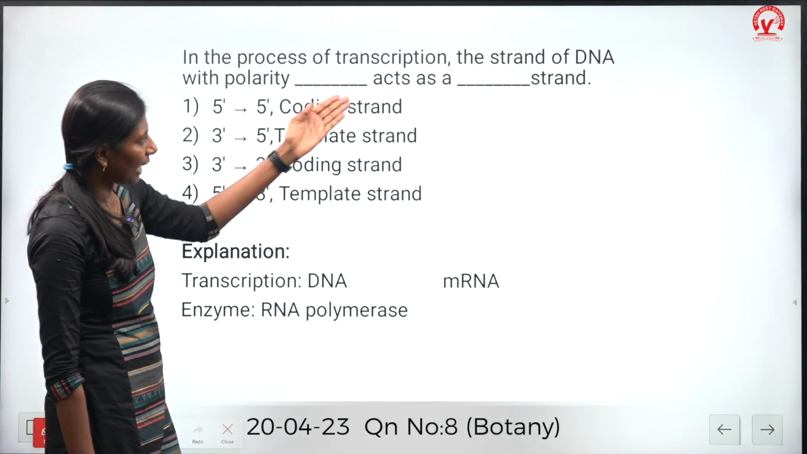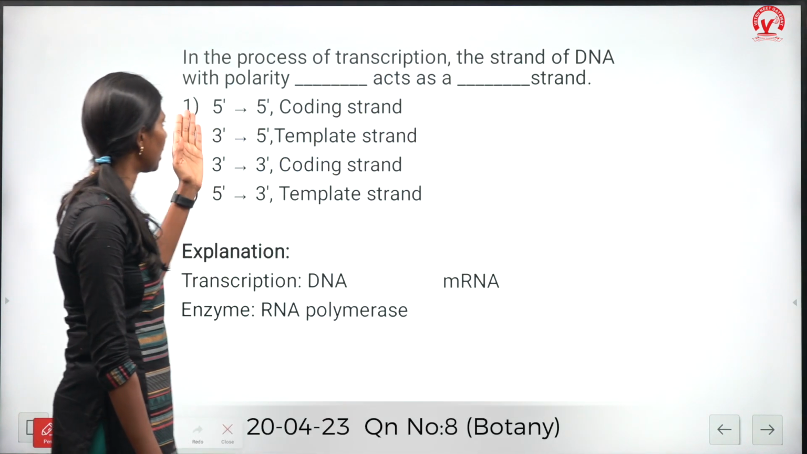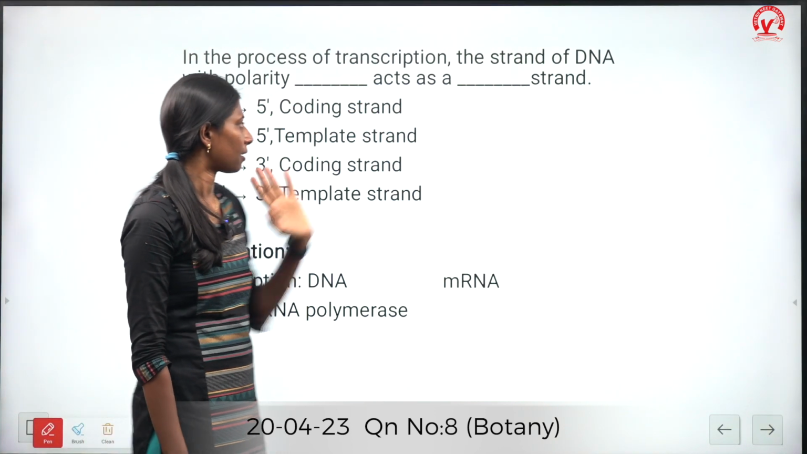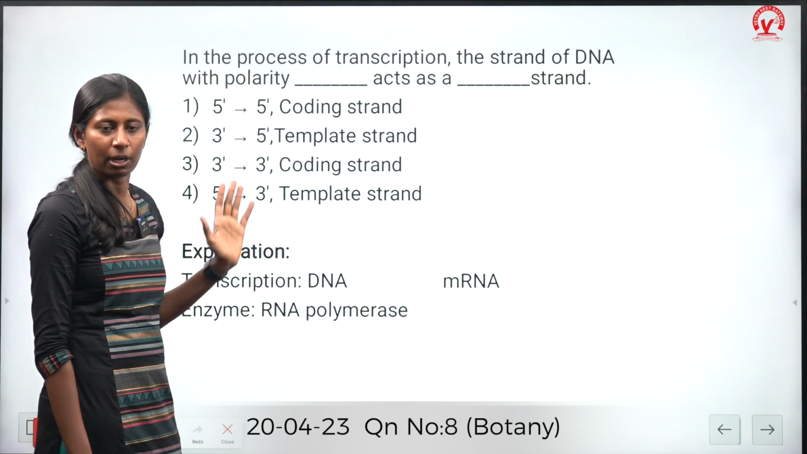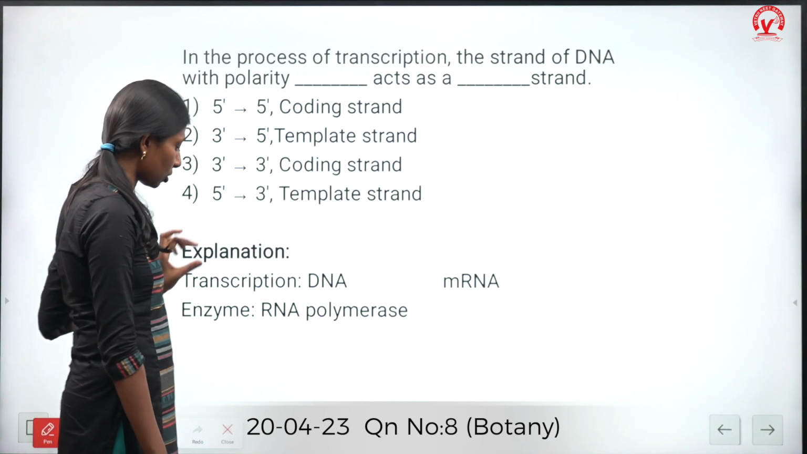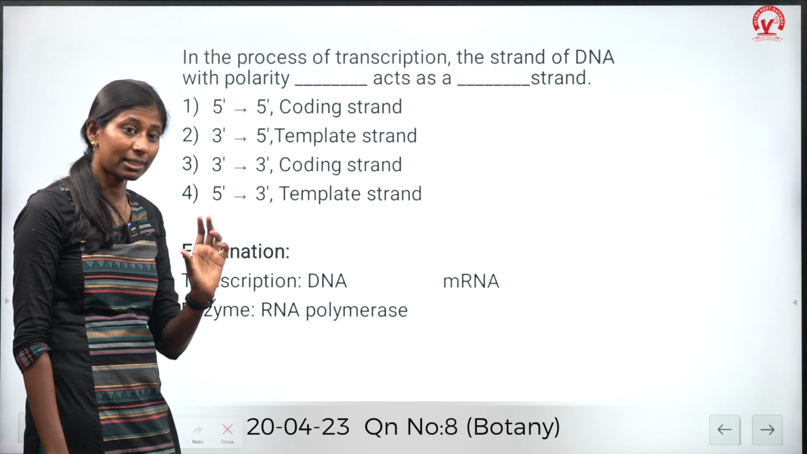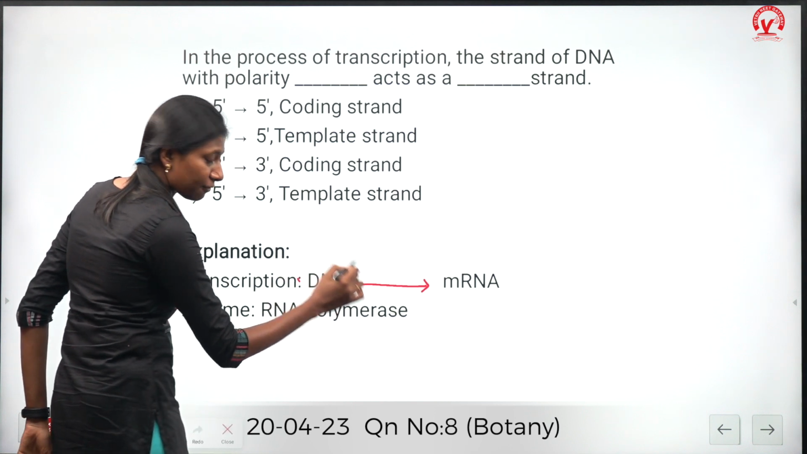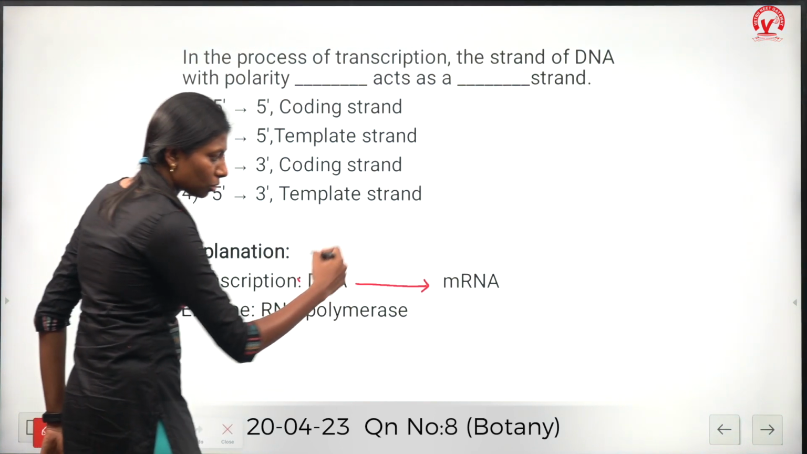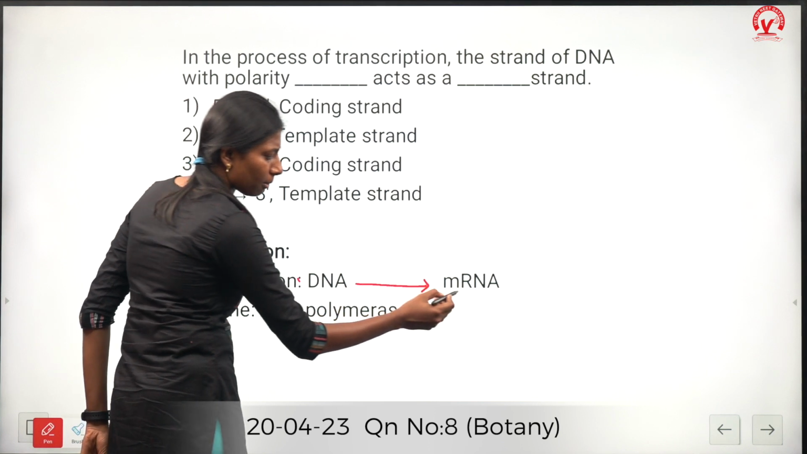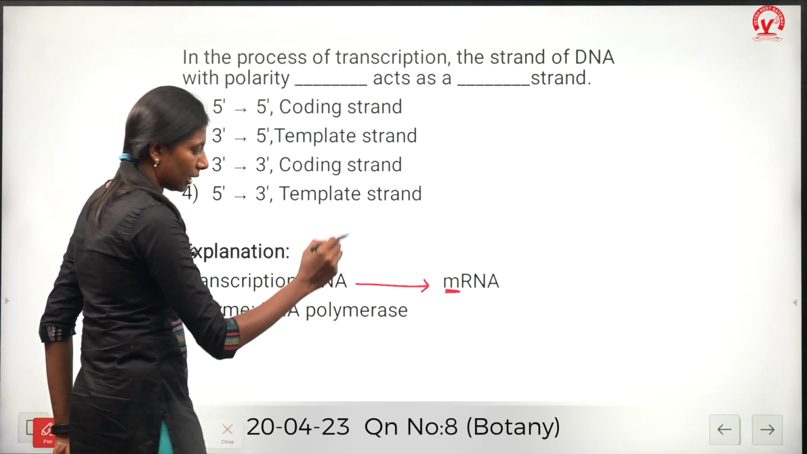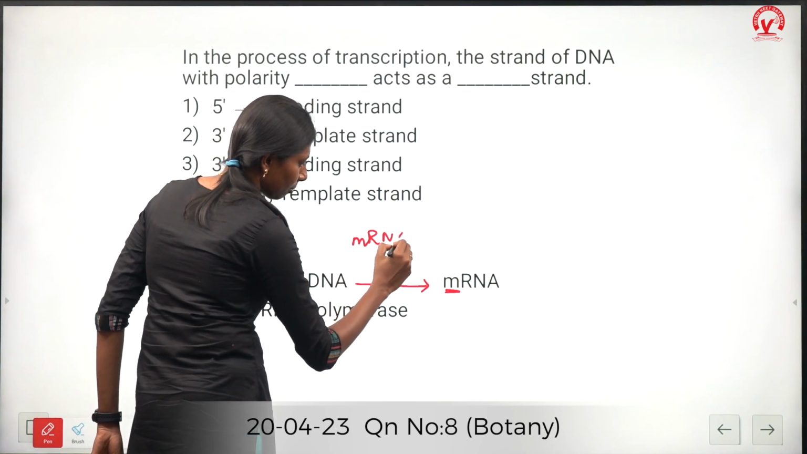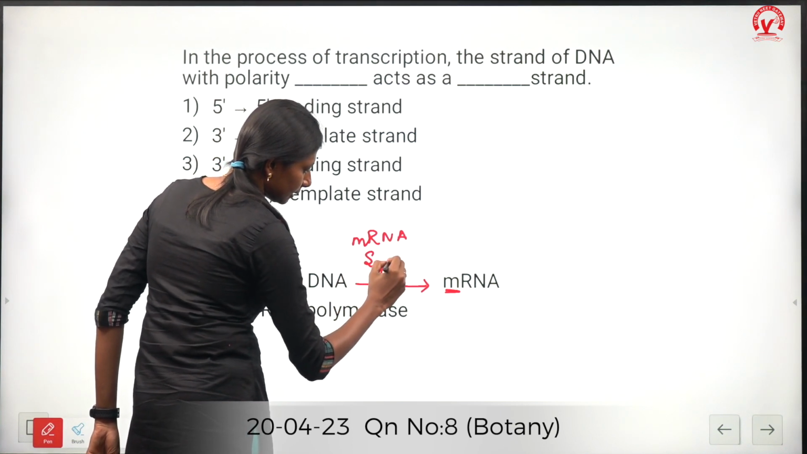In the process of transcription, the strand of DNA with the polarity dash acts as a dash strand. Before getting into this explanation, you have to know what transcription is. So, copying of information from the DNA to the mRNA. What do you mean by mRNA? Messenger RNA. This process is also called mRNA synthesis.